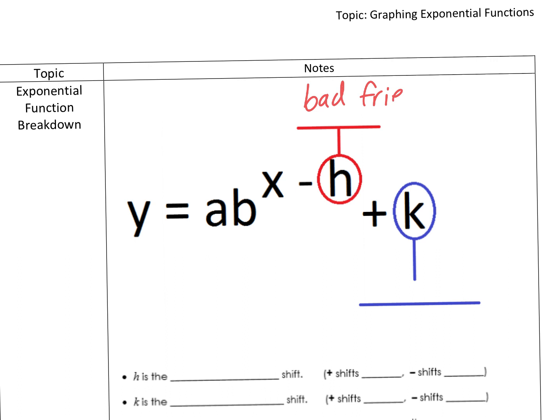He's the opposite of what he says he is. If he's positive, that means move left. And if he's negative, we move right. Okay, and then K's my good friend. If he's positive, we move up. And if he's negative, we move down.